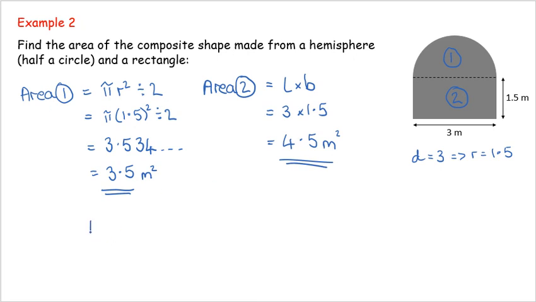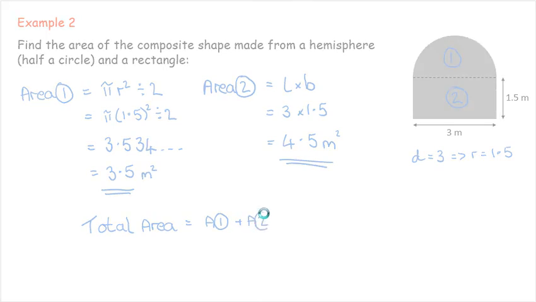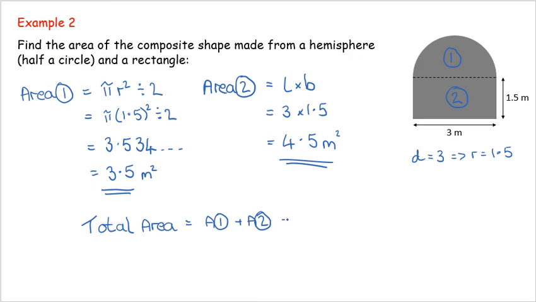Okay, so the total area then, and just note that in my question I've been very clear about each part of my work and what each part of my working is for. So here, total area is area 1, or A1, plus area 2, which is equal to 3.5 plus 4.5, and that comes out to be 8, and that's square metres, so 8 square metres, and that's disappeared there, but that should be area 2.